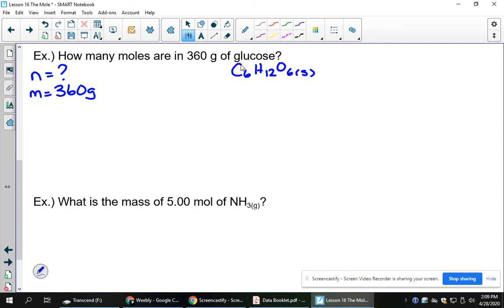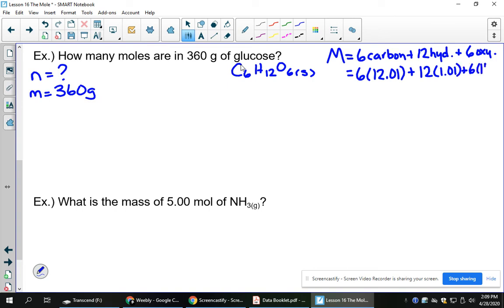We need to find the molar mass of glucose. 6 carbon, 12 hydrogen, and 6 oxygen. That's going to be 6 times 12.01, 12 times 1.01, and 6 times 16.00. I'm going to my calculator now. I'm being really careful to punch it in exactly how I see it.